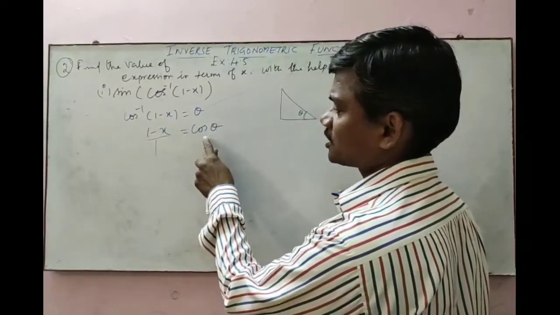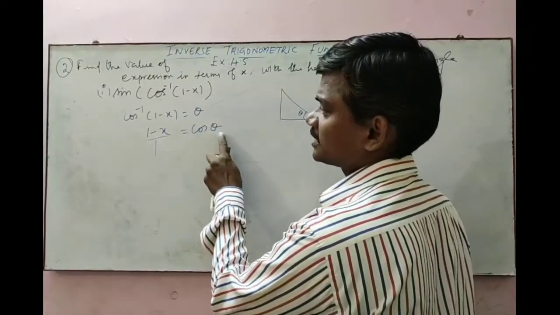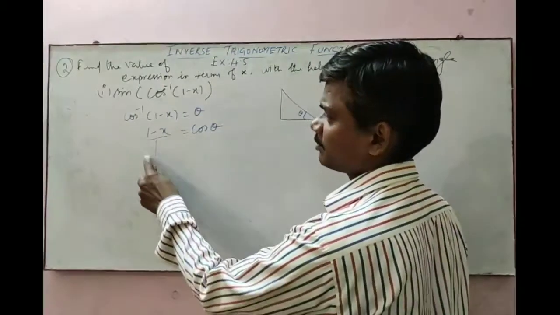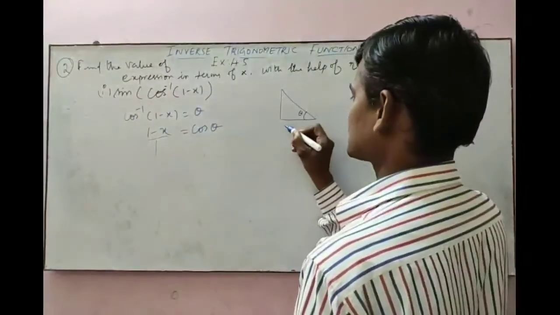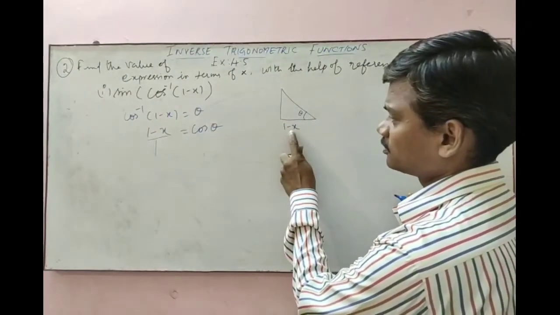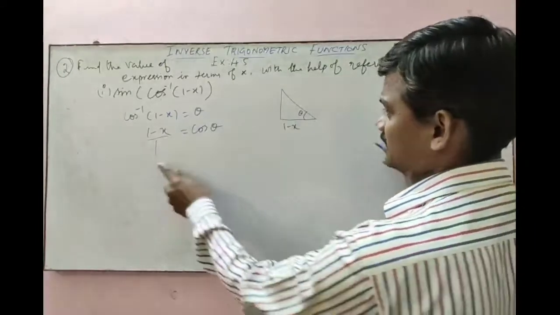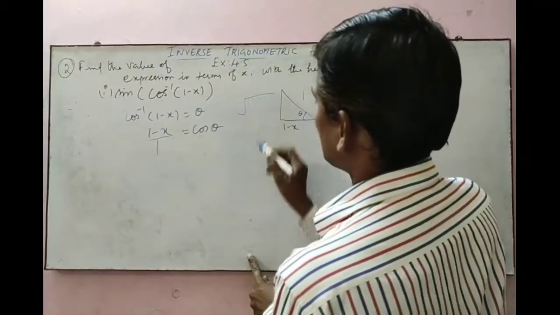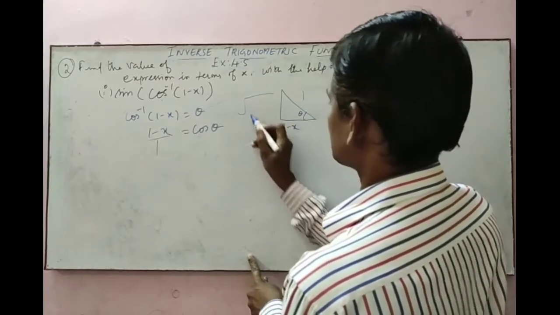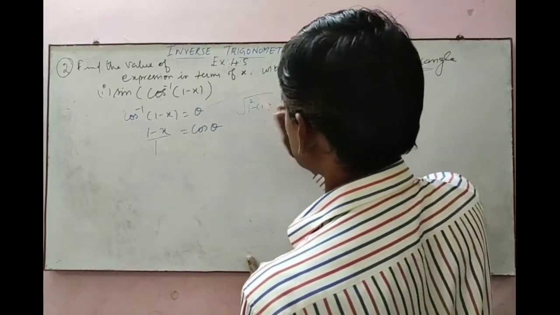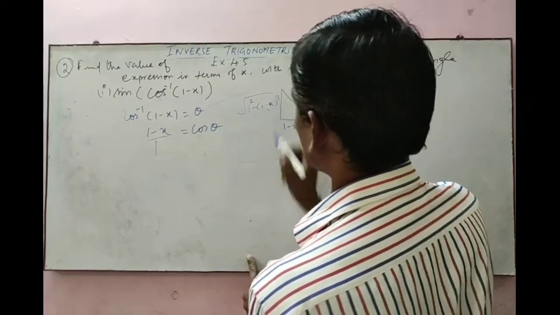In the 9th standard you studied that sin theta equals opposite by hypotenuse, and cos theta is adjacent by hypotenuse. So this 1 minus x is the adjacent. In this triangle I am going to fix the adjacent as 1 minus x and the hypotenuse as 1. Then the opposite is the square root of hypotenuse square minus (1 minus x) whole square.